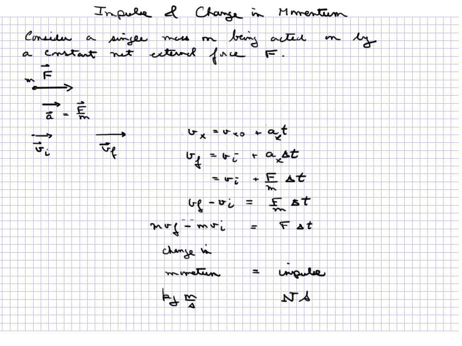Momentum is a vector, and so is impulse. In terms of units, momentum has units of kilogram meters per second. Impulse has units, as you can see from F delta t, of newton seconds. And if you break newtons down, you will see that newton seconds are, in fundamental terms, the same units as kilogram meters per second.